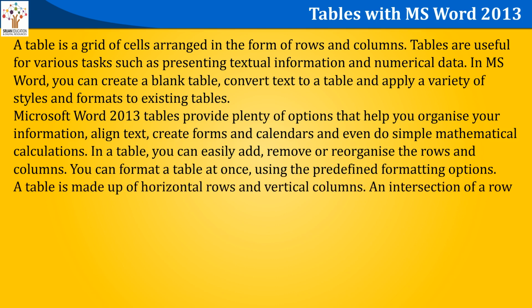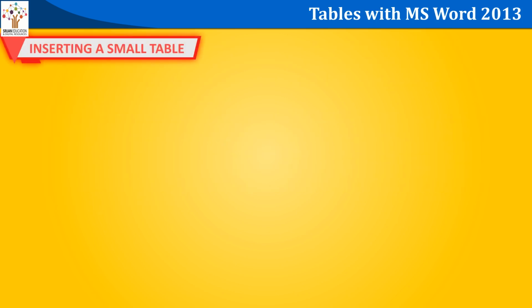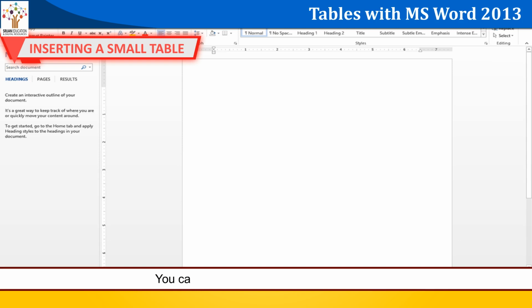A table is made up of horizontal rows and vertical columns. An intersection of a row and a column is called a cell. Inserting a small table. You can insert a table of up to 10 into 8 cells. 10 into 8 means the table contains 10 columns and 8 rows.